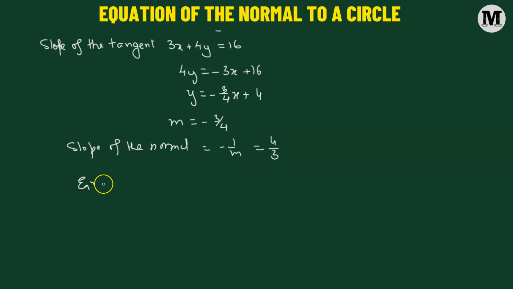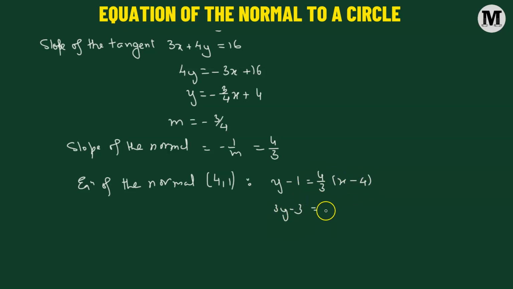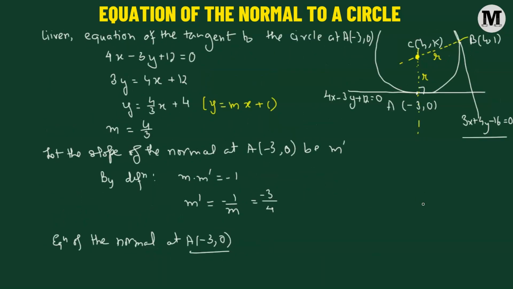So the normal has to pass through the point 4 comma 1, and its equation will now be y minus y1 equals to the slope multiplied to x minus x1. So we get 3y minus 3 equals to 4x minus 16. So we have 4x minus 3y minus 13 equals to 0. This is going to be the second equation. So now we have the equation of the two normal lines.